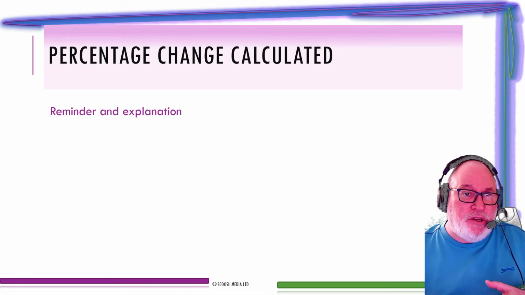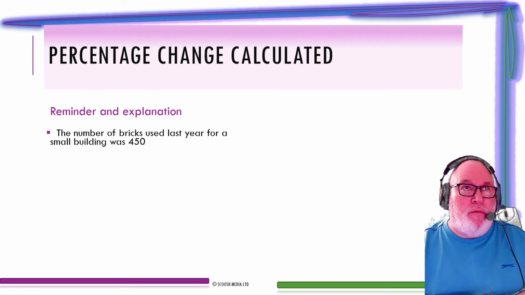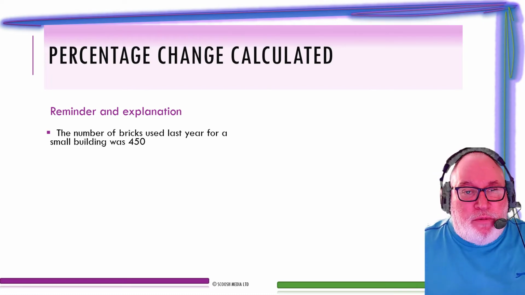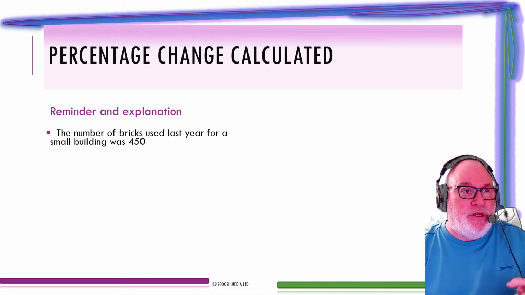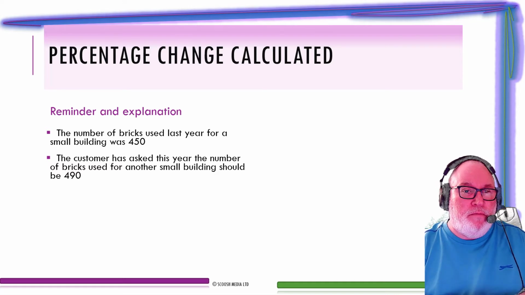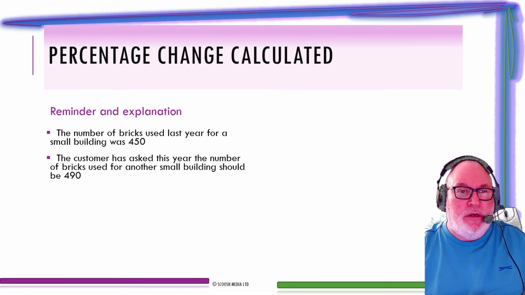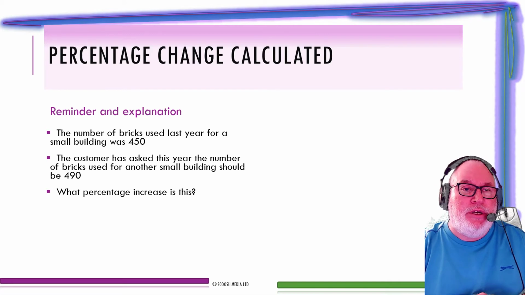So a wee reminder and an explanation of this. The number of bricks used last year for a small building firm was like 450 bricks, we'll say. And the customer has asked for the same amount of bricks to be used for the following year, but there's an increase. So it's the 450, but there's an increase to 490. So there's a small increase of the amount of bricks to be used. So what we've got to think about is, what's the percentage increase?